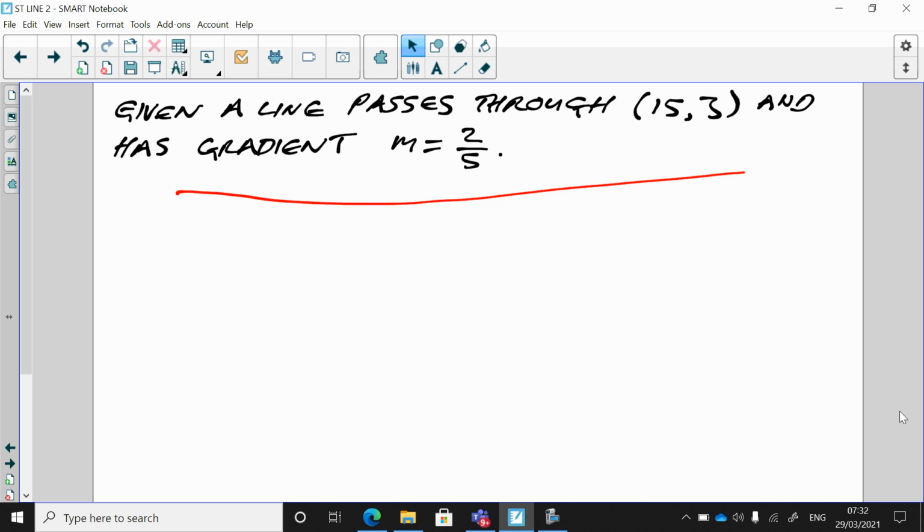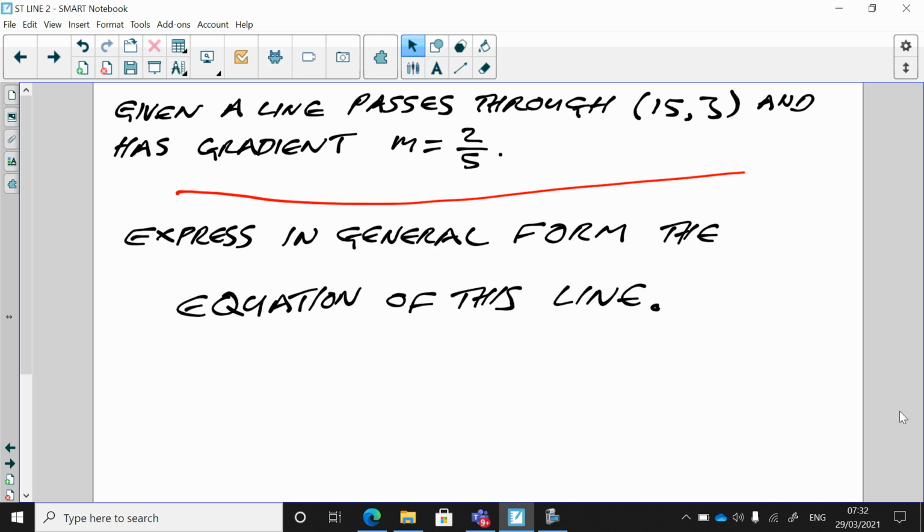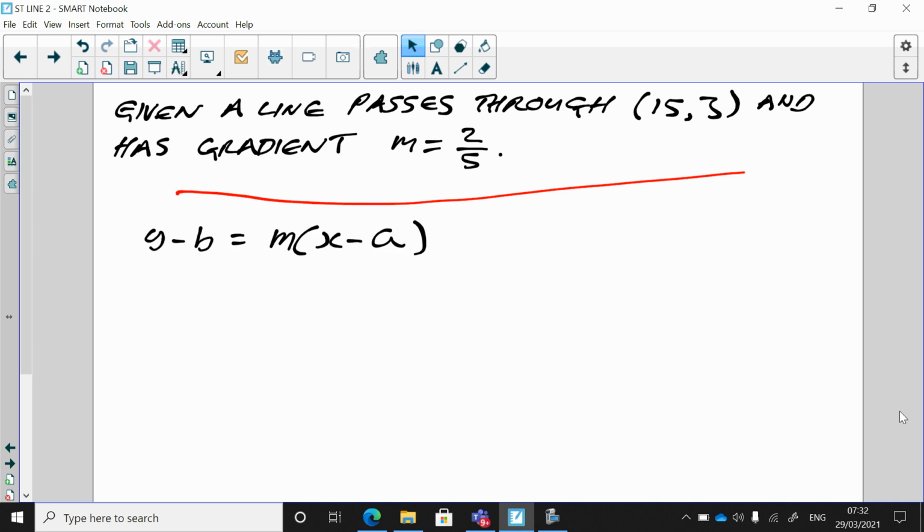Okay, let's go for one here. Now giving you some information, you've got a point with coordinates (15, 3), and it's got a gradient 2 over 5. They want you to express it in the general form. General form was that last one, ax plus by plus c is equal to 0. Initially, we can only go with the information we have here: one point, the coordinates of, and a gradient. That's exactly why we're using this format to start with, and hopefully it will lead us to the answer that we can express in general form.